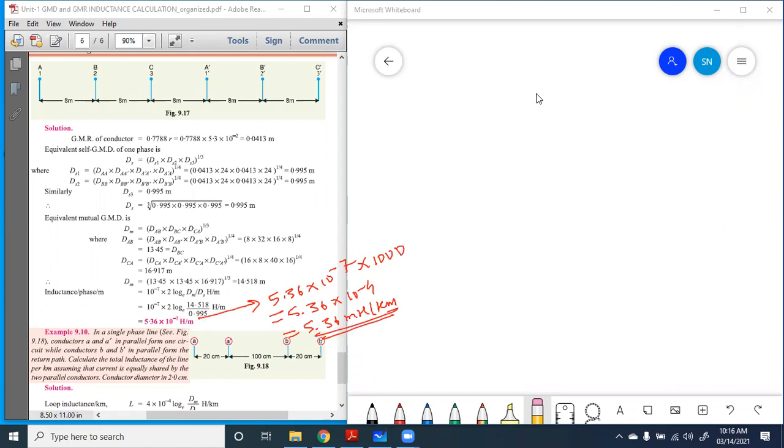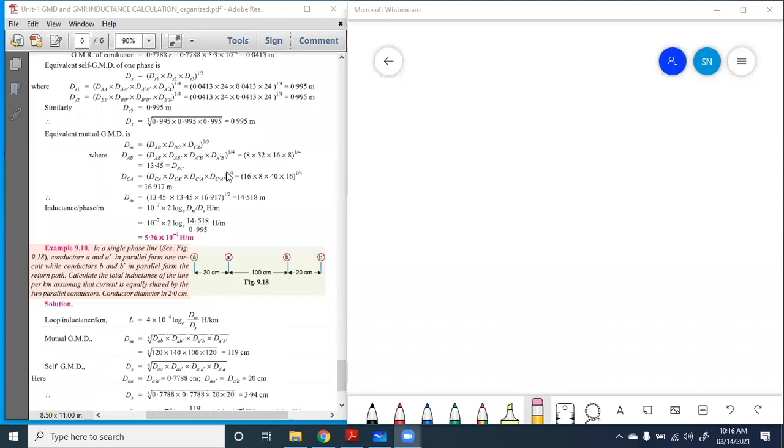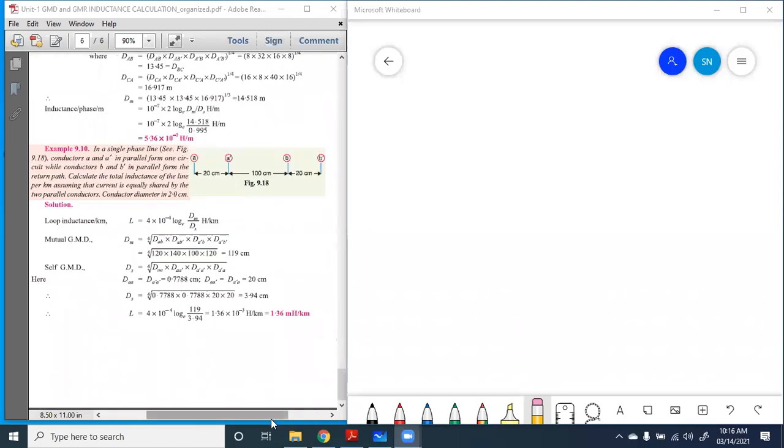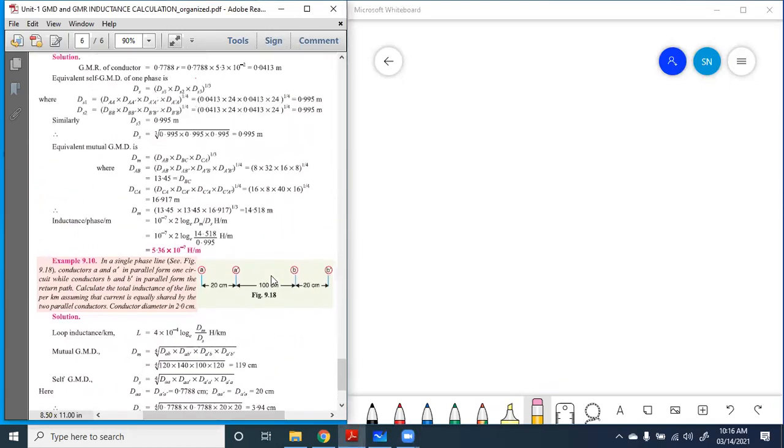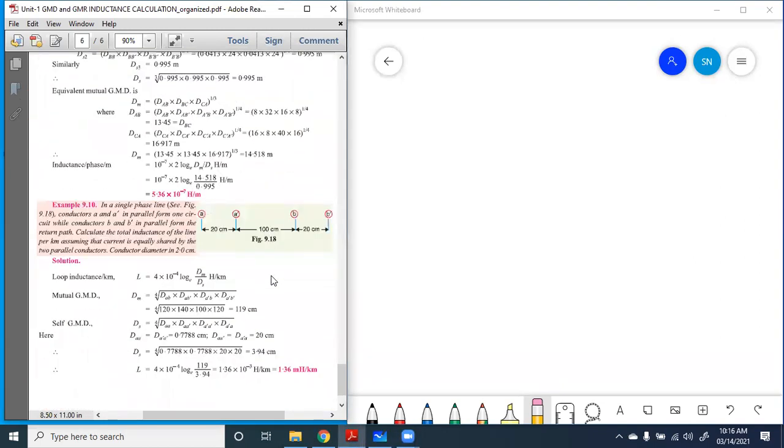So this is the homework for you. Solve this numerical using a textbook, and such numerical examples will be on your assignment test. So that's why you need to solve such numericals. Similarly, numerical number 9.10. This is a given single phase double circuit line. The conductor of phase A is made up from A and A dash, and phase B is made up from B and B dash in parallel for the return path, because in the single phase line, A dash is made up from the phase and B dash is the neutral, which is called the return path.